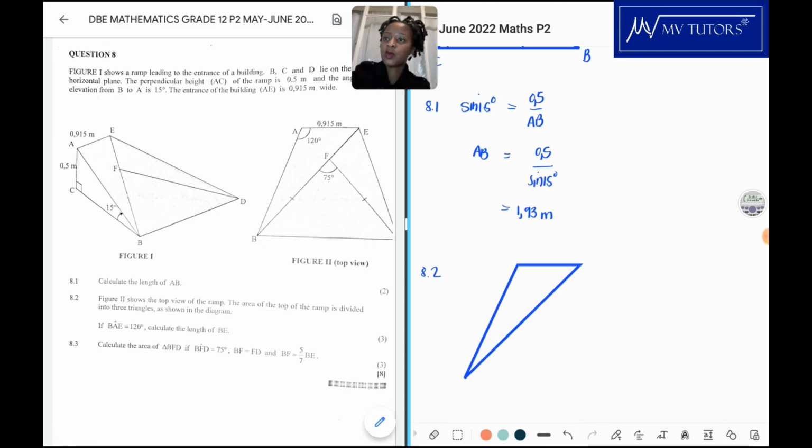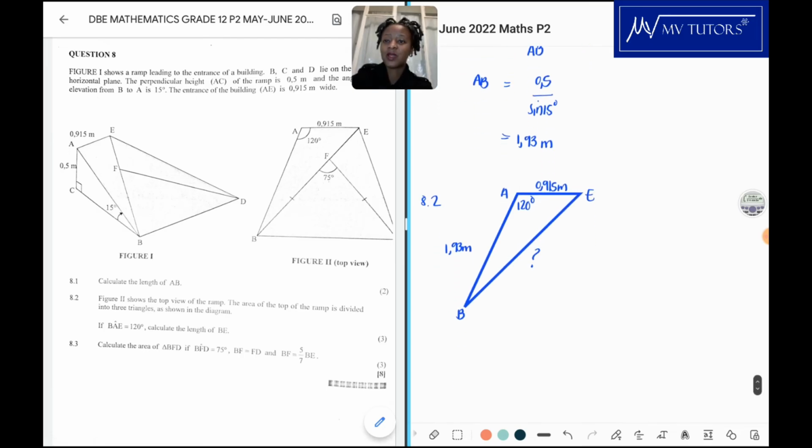Okay, we know that A is 120 degrees. We have E, and AE is 0,915 meters. And then we have B. We just worked out AB as 1,93 meters. And what we're looking for is BE. Here, what screams at me is the cos rule, so we're going to use the cos rule.